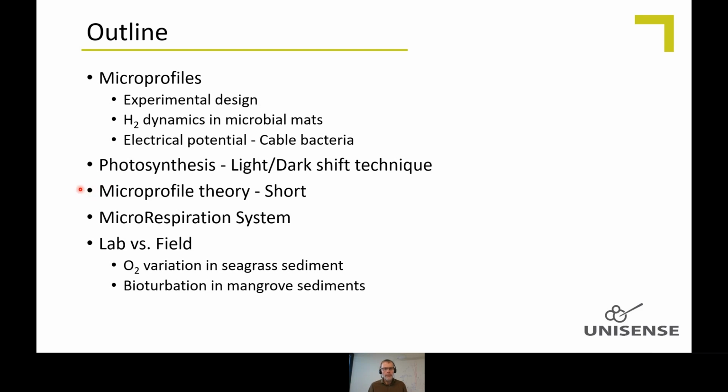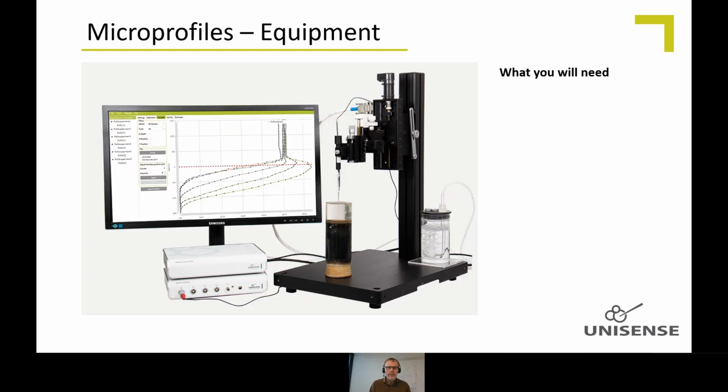I will keep it short today. Tomorrow there'll be a longer and more detailed theory part in the last presentation of the day about how to use the software to calculate activities from microprofiles. I'll present the microrespiration system and finish off talking about lab and field measurements and how they can interact. And tomorrow I will present the field measurements, in situ measurements.